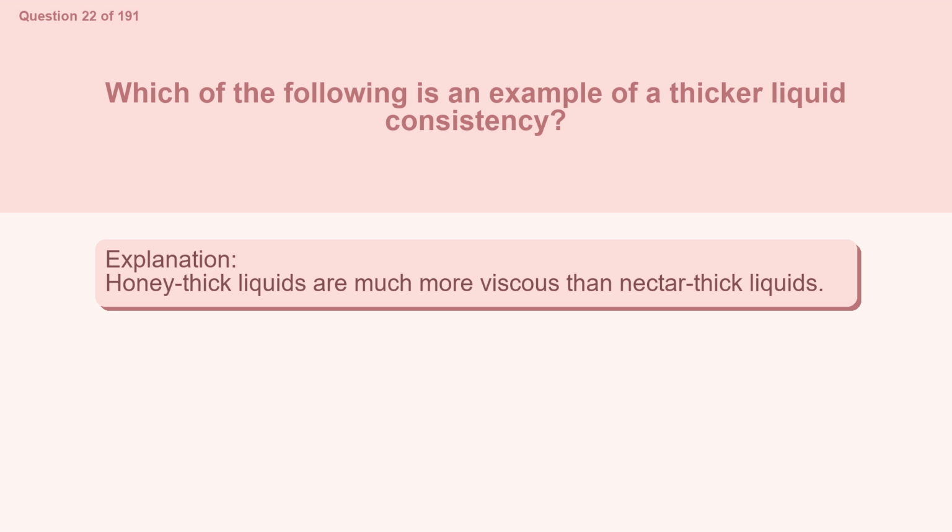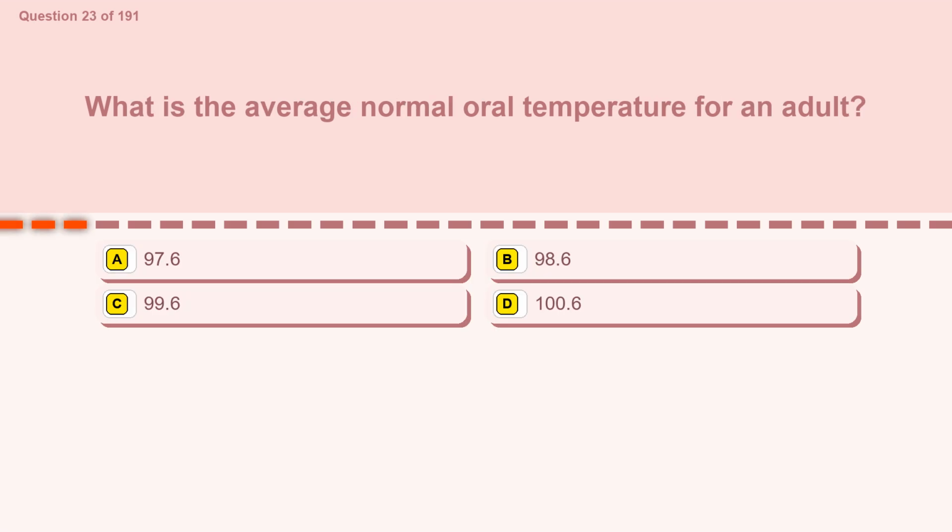Question 23. What is the average normal oral temperature for an adult? Option A, 97.6. Option B, 98.6. Option C, 99.6. Option D, 100.6.